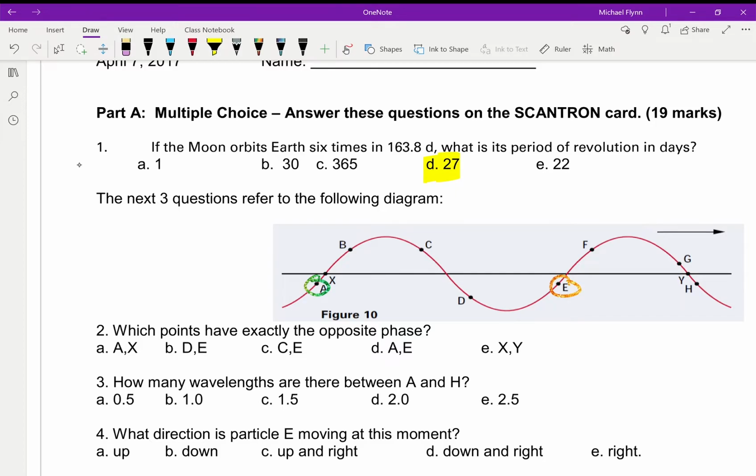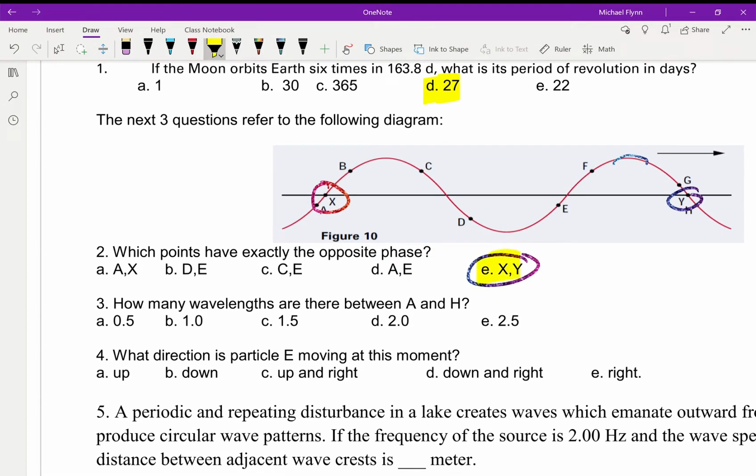Okay. However, waves that are half a wavelength apart, instead of a full wavelength apart, are out of phase. So this is going to seem kind of weird to you, but look at particle X and particle Y. See, one is behind a crest and the other one's in front of a crest. So they're going to be out of phase. Particle Y is on the way up right now as this crest is about to move past it. But particle X is on the way down right now as a trough is about to move past it. So the answer is X and Y. Okay? I guess I'll highlight it in yellow.